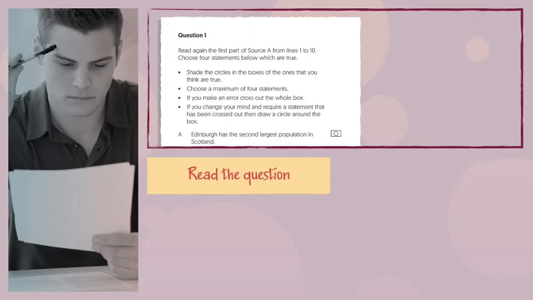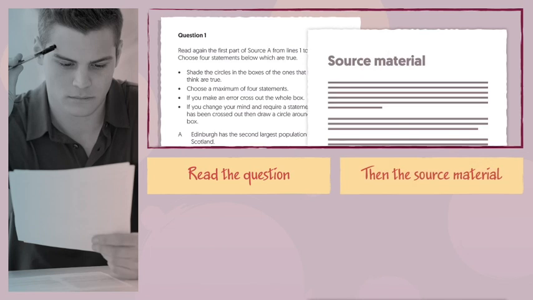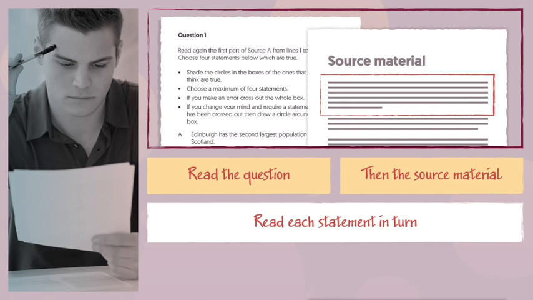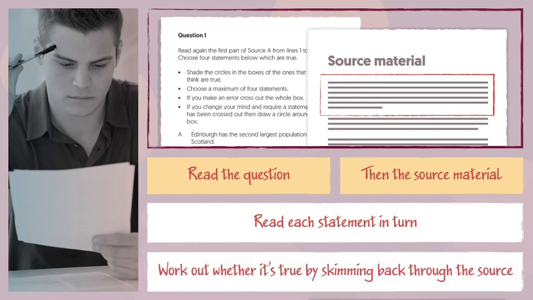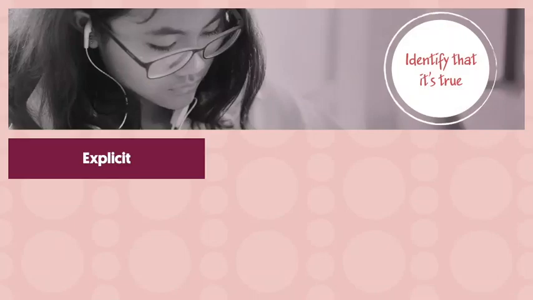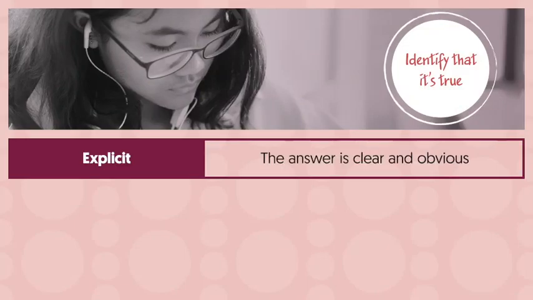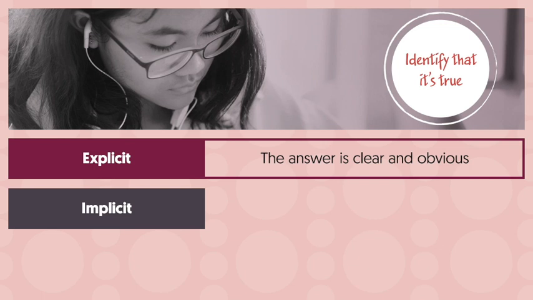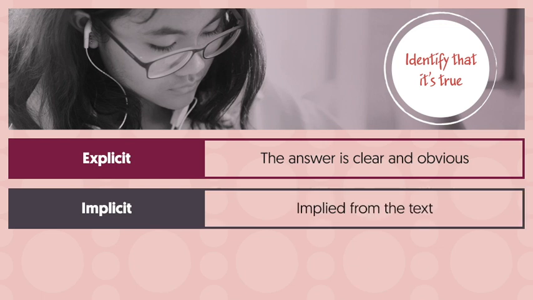When answering question 1, it's wise to read the question first, then the source material. You might want to box off the section of the text you need to focus on to help you stay on track. Once you've done this, read each statement in turn and work out whether it's true by skimming back through the source. See if you can identify that it's true, either because it's explicit, as in the answer is clear and obvious, or implicit, in other words, it's implied from the text and you've worked it out for yourself.